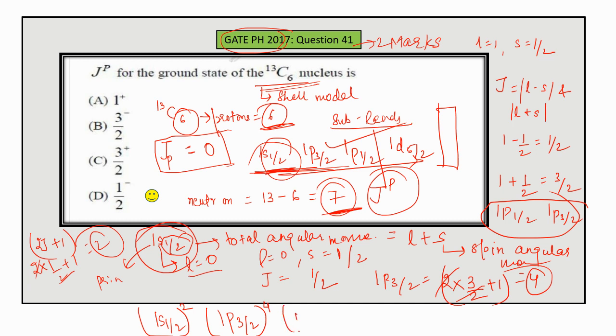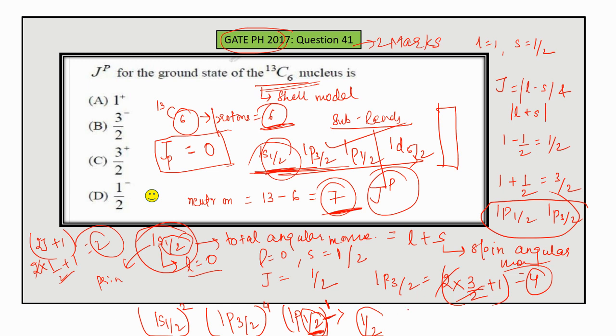This should be 4 and 1p 1 by 2. That means the last one will go in this sub level. So now you can see here the total angular momentum is in this subscript. So it is 1 by 2, right? Total angular momentum is 1 by 2.